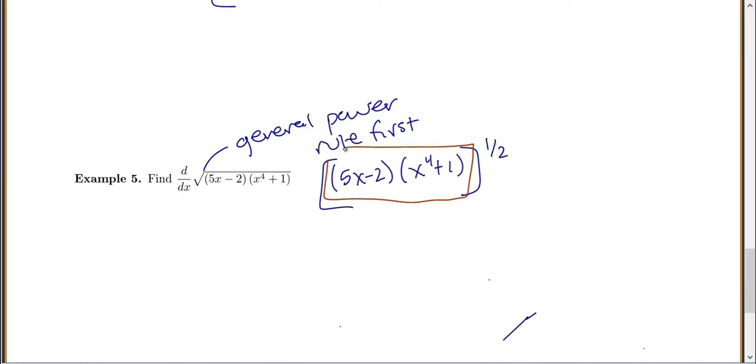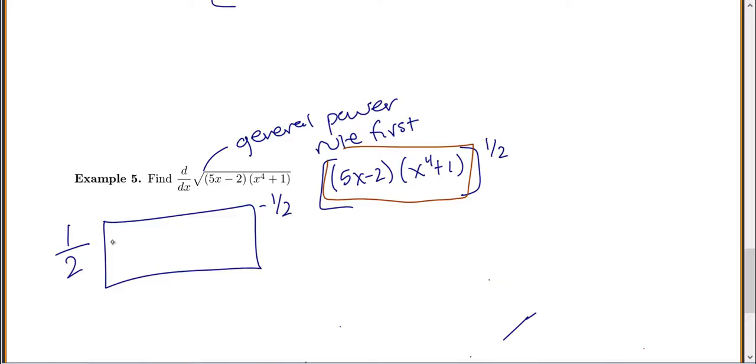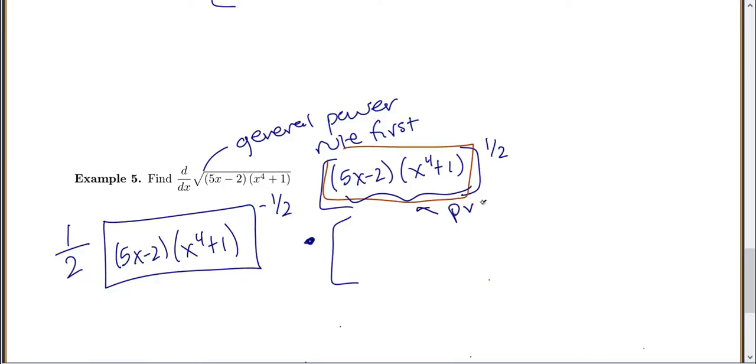And so I say, okay, I have kind of a box inside of here. And so the general power rule says that you're going to take the derivative of the outside. So you bring down the 1/2, keep the box exactly the same, and drop your power by 1. So what goes inside the box still are 5x minus 2 times x to the 4th plus 1. Then we have that raised to the power of negative 1/2. Times, now you do the derivative of what's on the inside. So derivative of what's on the inside, now for this piece, we need to use the product rule.